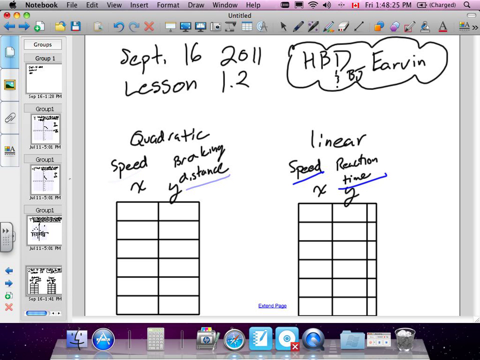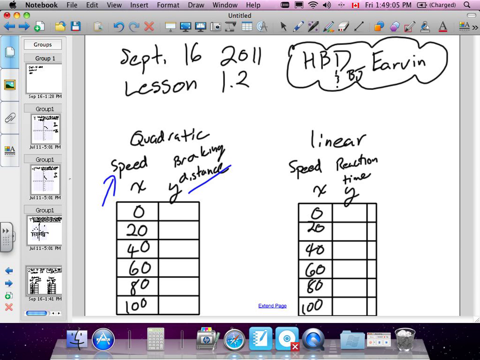Okay? So in the example, they've given us these numbers for our x. 0, 20, 40, 60, 80, 100. We're going to use the exact same speeds for different types of variables. So really, I want you to think of the speed as our x, or our input. Our speed is our independent variable, and our braking distance is our dependent variable. So in other words, if I'm driving a car, depending on how fast I'm going, that will influence braking speed.